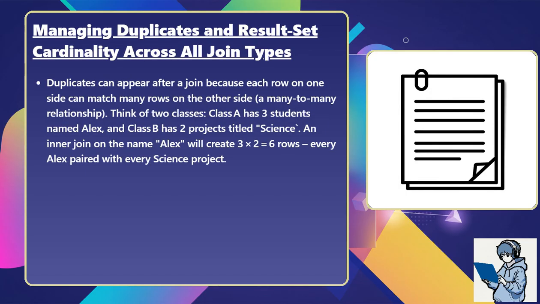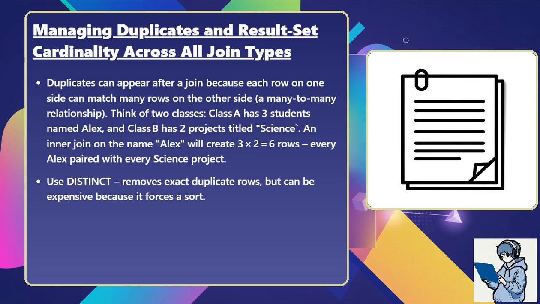Duplicates can appear after a join because each row on one side can match many rows on the other side, a many-to-many relationship. Think of two classes. Class A has 3 students named Alex, and Class B has 2 projects titled Science. An inner join on the name Alex will create 3 times 2 equals 6 rows, every Alex paired with every science project. Use distinct removes exact duplicate rows, but can be expensive because it forces a sort.